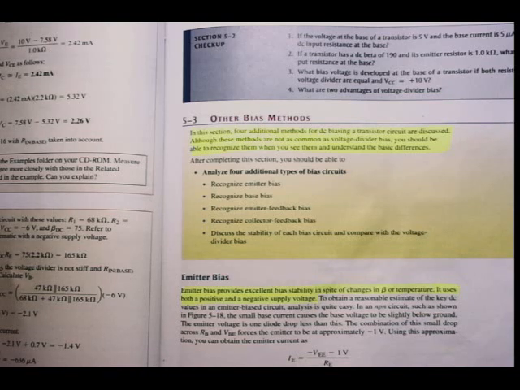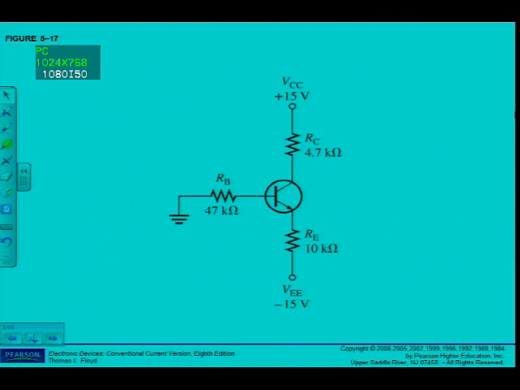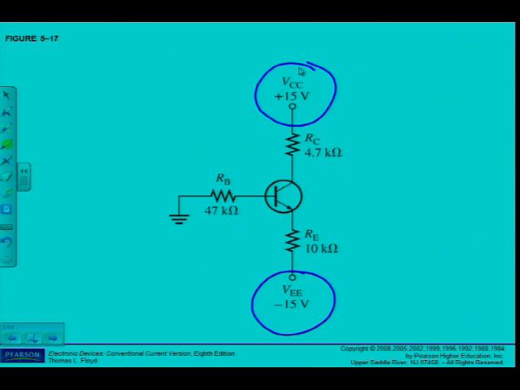They say to obtain a reasonable estimate of the key DC values in an emitter bias circuit, analysis is quite easy. In an NPN circuit such as the one shown in figure 5-18, that's on the next page, the small base current causes the base voltage to be slightly below ground. Let's just go to that circuit. You can see here in this specific circuit, the emitter biasing, I have two voltage supplies again, a positive VCC and a negative VEE.